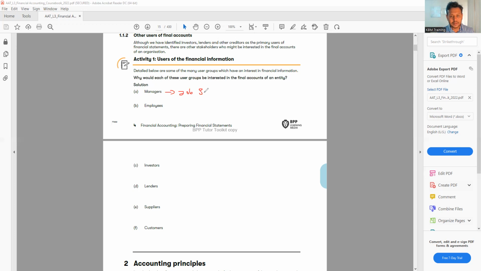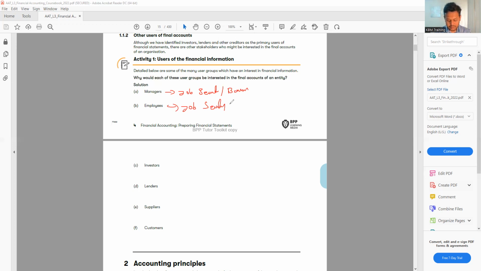Job security. Maybe the bonus, because if the bonus is based on the target, whether the company fulfils the target or not, this sort of thing the manager is going to look at. The employee also looks at the job security.